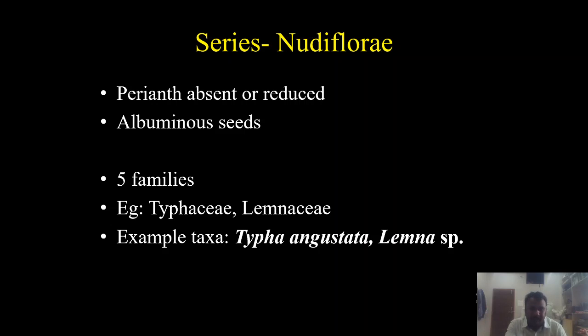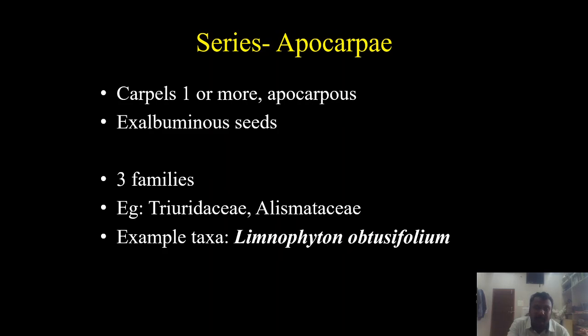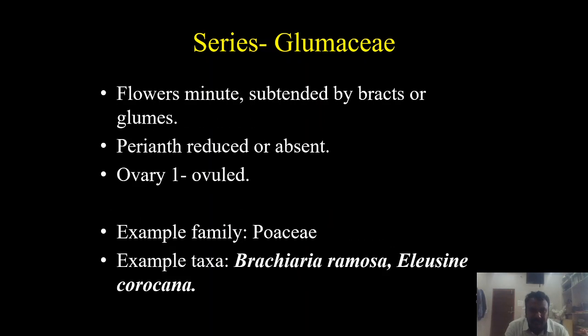Series Nudiflorae. Perianth absent or reduced, albuminous seeds. 5 families. Some of the examples here, Typhaceae and Lemnaceae. Example, Typha angustata, Lemna species. Series Apocarpae. Carpels 1 or more, apocarpous, exalbuminous seeds. 3 families, Triuridaceae, Alismataceae. Example, Limnophyton obtusifolium belongs to the family Alismataceae.